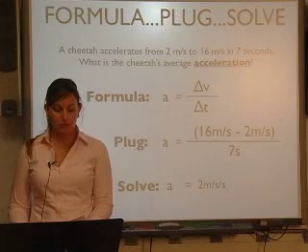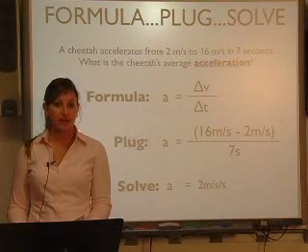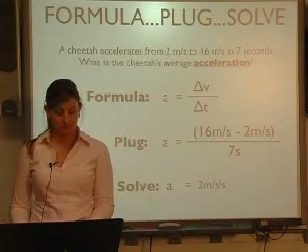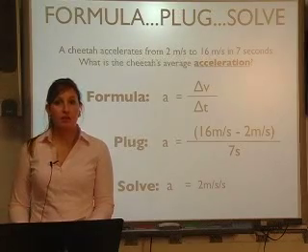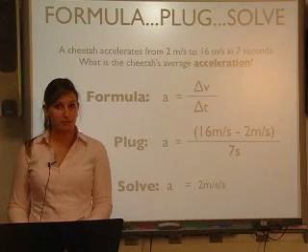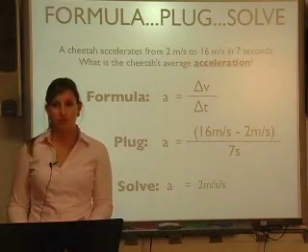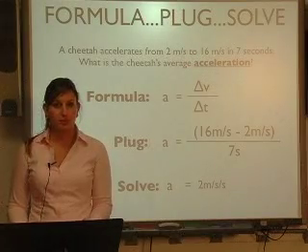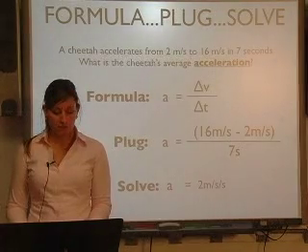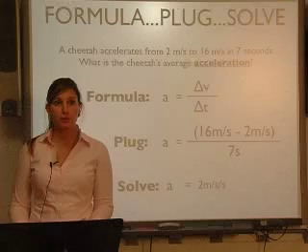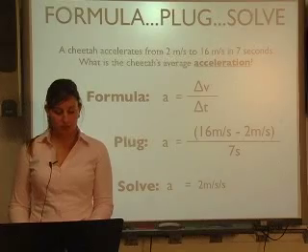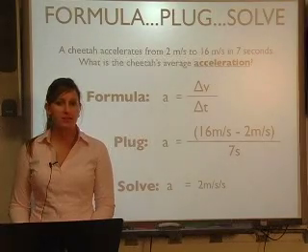You should know to measure change, you subtract the initial velocity from the final velocity. This gives you change in velocity. Now, plug in the known information. A equals 16 meters per second minus 2 meters per second, which is 14 meters per second, and divide by 7 seconds. After solving, you should get an acceleration of 2 meters per second per second. This means that the cheetah's speed increases 2 meters per second every second it's running.